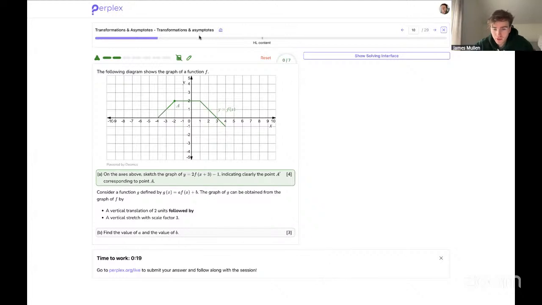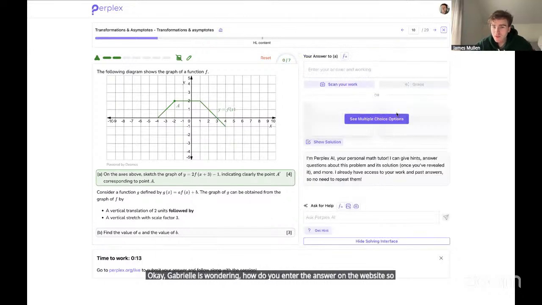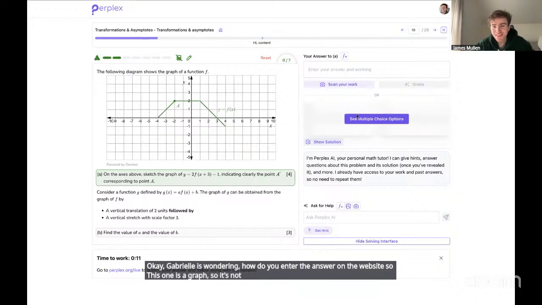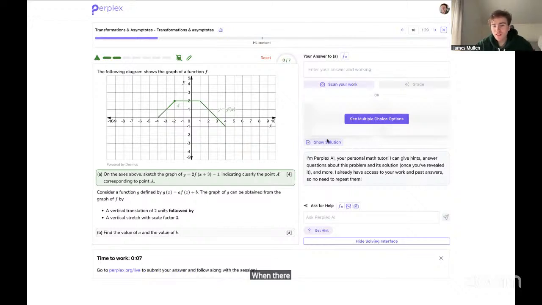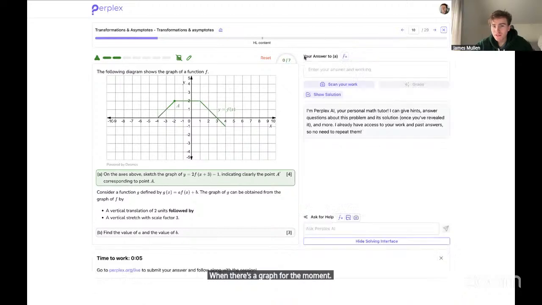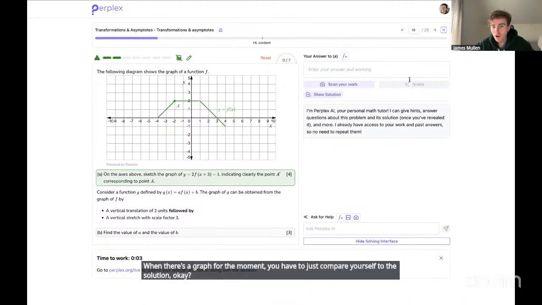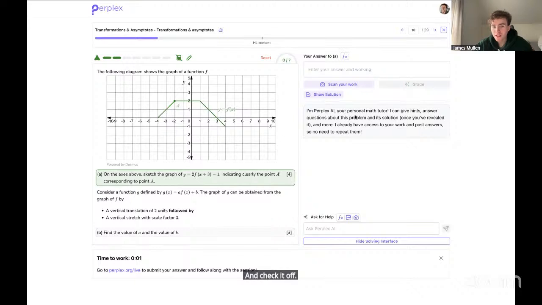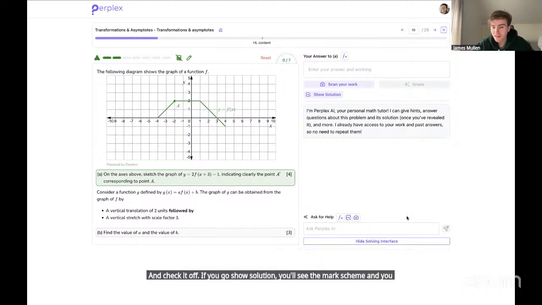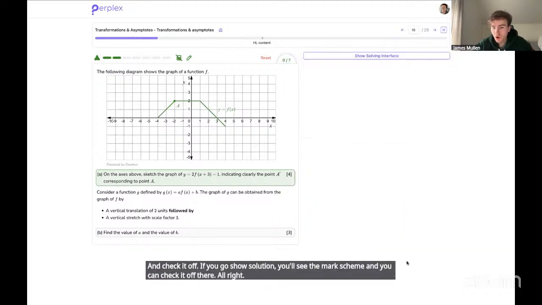Okay, Gabrielle is wondering how do you enter the answer on the website? So this one is a graph, so it's not supposed to have a multiple choice. That's a mistake. When there's a graph, for the moment, you have to just compare yourself to the solution, okay? And check it off. If you go show solution, you'll see the mark scheme, and you can check it off there. All right. In any case, we're going to go over the solution now.